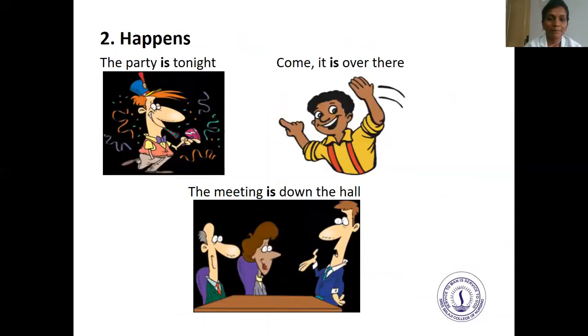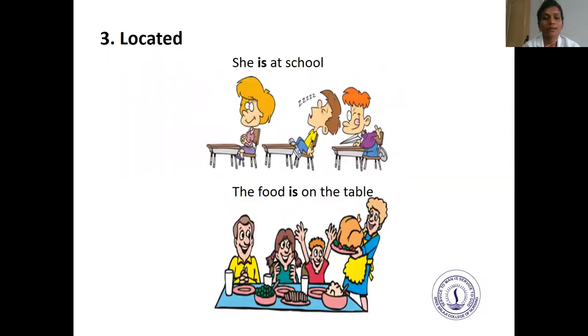And next is happens. Here the be form of the verb is used to express that something is happening. The party is tonight. Come, it is over there. The meeting is down the hall. And the next is located, when you want to express where something is located. She is at school. The food is on the table.